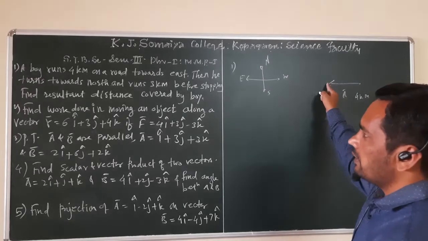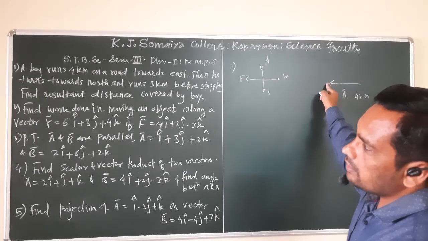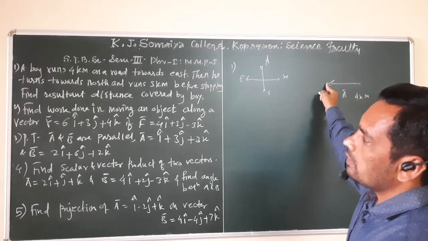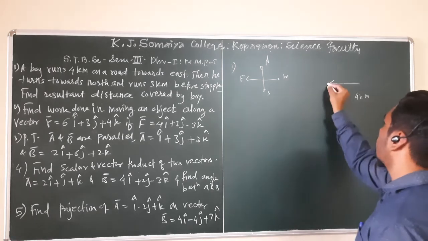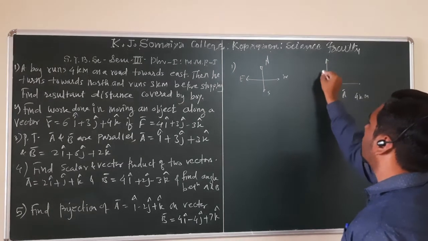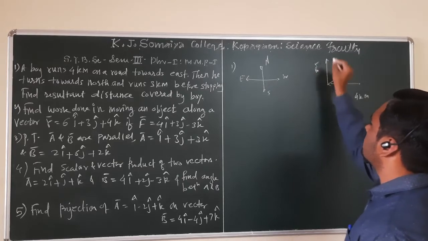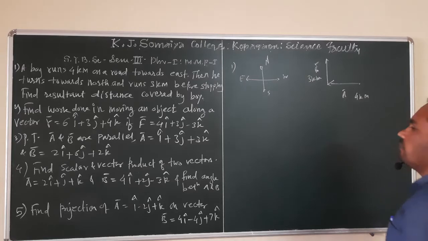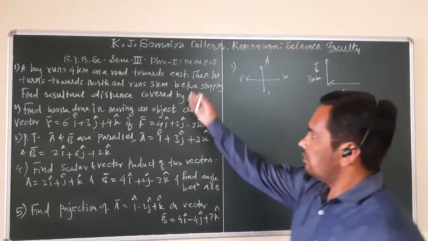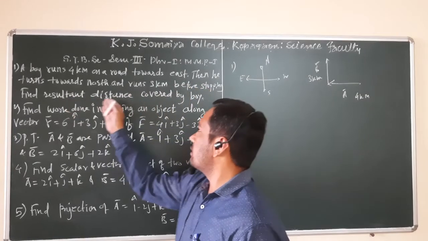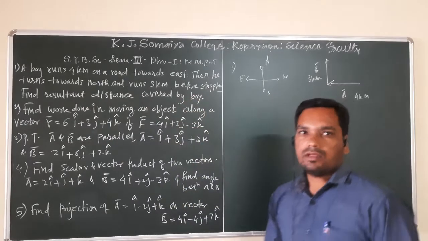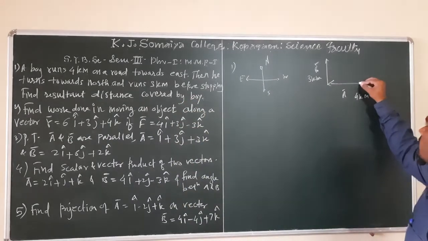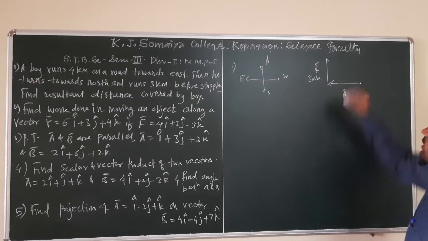Afterwards, after stopping, he runs towards north for 3 kilometers. So from here he goes towards north. Suppose this is vector B and this is 3 kilometers. So we have to find the resultant distance covered by the boy. So how can we find it? This is our initial direction.